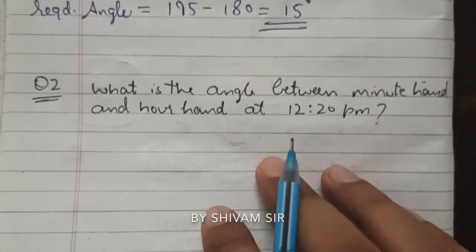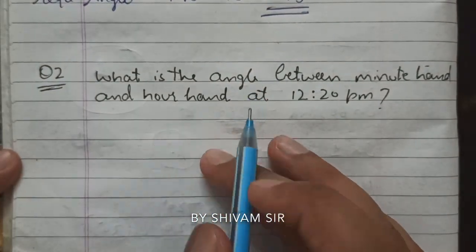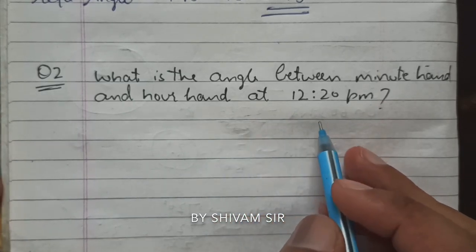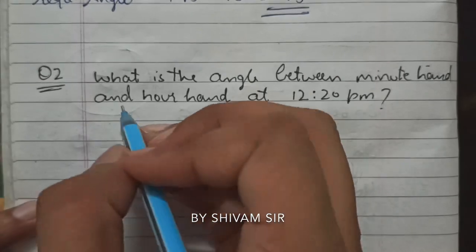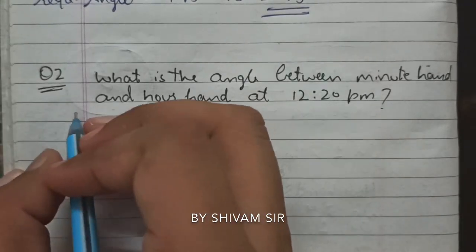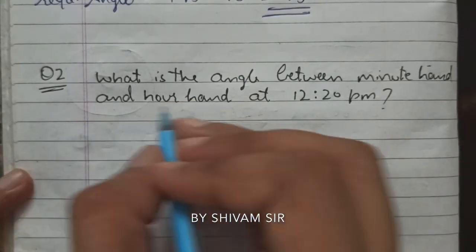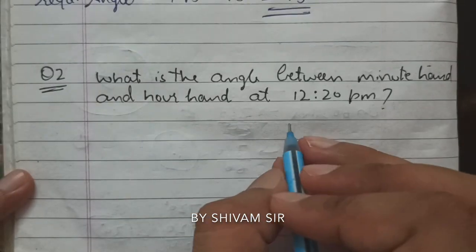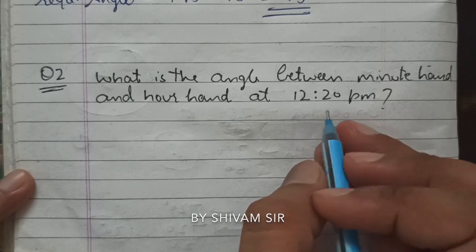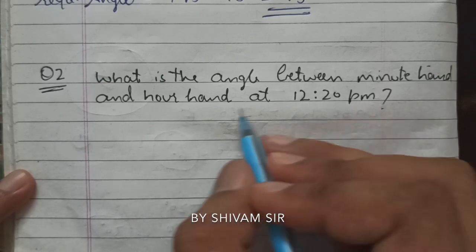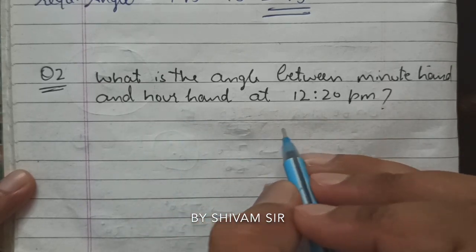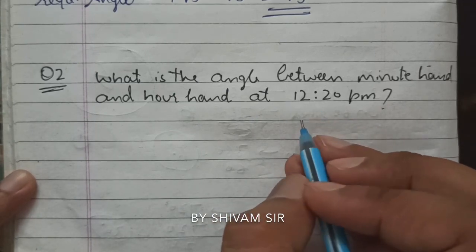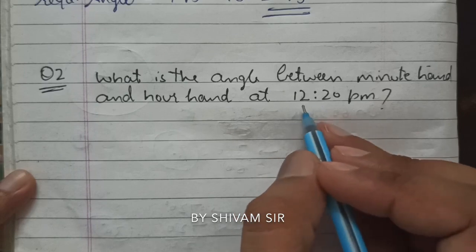Next, second question, let's consider. What is the angle between the minute hand and the hour hand at 12:20 p.m.? So at 12:20 p.m. we need to calculate. So how many hours will it have? To consider the starting of time, it is from 12 p.m. or 12 a.m., whatever time is given. If it is a.m., consider the starting of the time from 12 a.m. If it is p.m., then consider the starting of time from 12 noon, right? So let's start the hours from 12 noon.